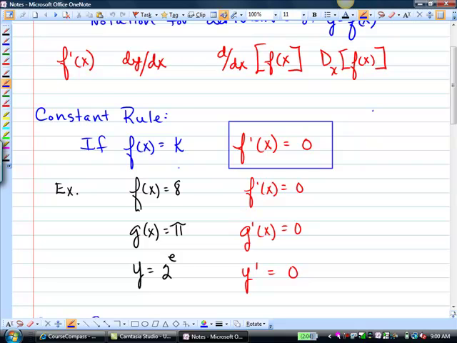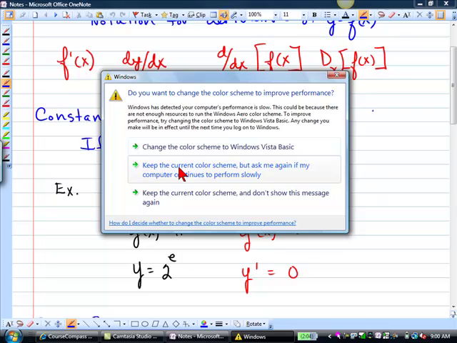y equals 2 to the e. 2 to the e, e is what? What is e? Yeah, it's just a number. Okay, e is just a number. So 2 to the e, the derivative is still y prime equals 0. Does that make sense? That's an easy rule.